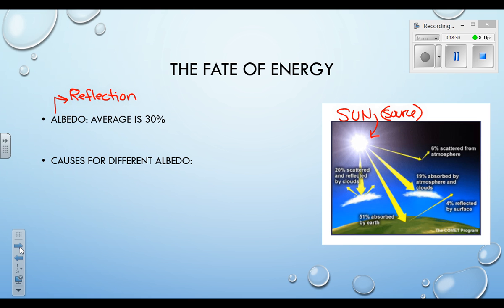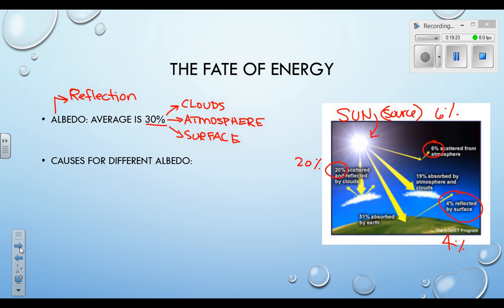The average albedo on Earth, kind of as a rule of thumb, is 30%. So if I look at this picture over here, and I sort of add up what's going on, there's 20% over here that's being reflected by clouds. There's 6% up here that's being scattered or reflected by molecules that are in the atmosphere. And there's another 4% being reflected by the surface of our planet. So that's where the 30% comes from. So I'll just put here clouds, atmosphere, surface. Now, like with a lot of things that are number-based, of course these are just sort of rough estimates. I would expect you to know sort of the relative size, like what's the most or what's the least.